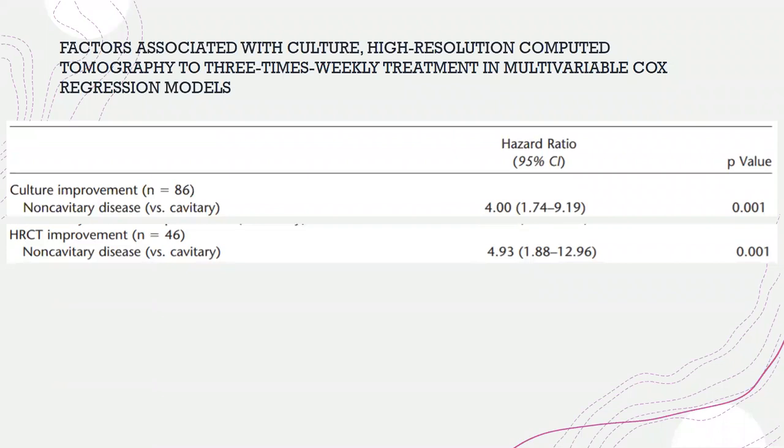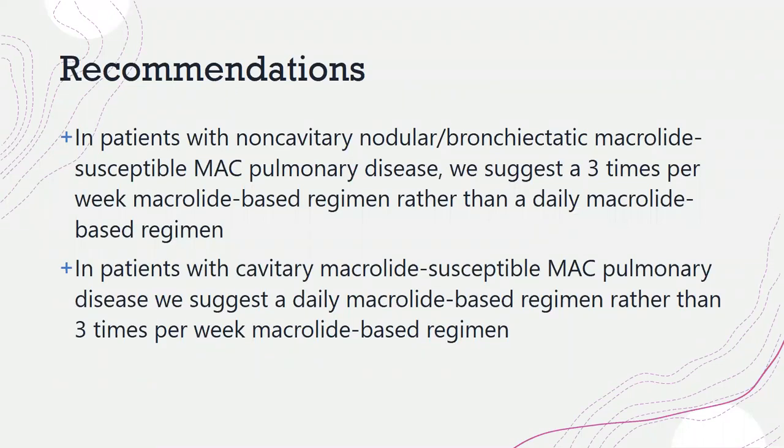So that's the reason why, in the beginning, when I gave you the clinical scenario and we talked about this patient not having cavitary disease, it is important to make that distinction between fibrocavitary disease and just nodular bronchiectatic disease, because intermittent therapy is not effective and has very poor outcomes in patients who have cavitary disease. So long story short, if you have a patient with just nodular bronchiectatic disease, 3 times a week is usually recommended over daily therapy. But if you have cavitary disease, you want to use your daily macrolide-based regimen rather than 3 times weekly.